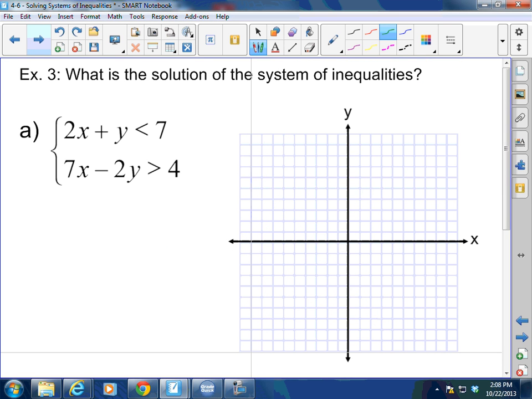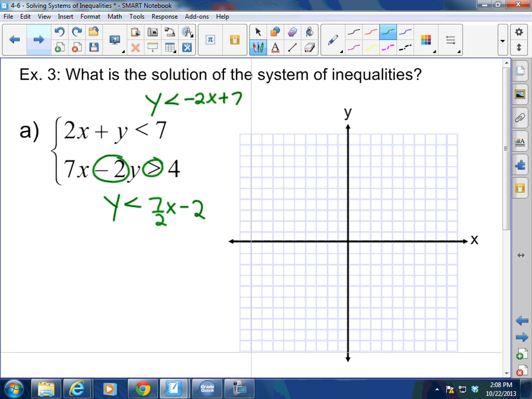Thank you. What is the solution of this system? Okay, let's first solve for y. Y is going to be less than negative 2x plus 7. And this bad boy, y is going to be less than, because I have to divide by a negative, so I have to flip the inequality, less than 7 halves x minus 2.